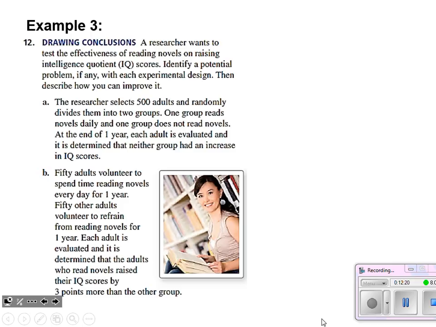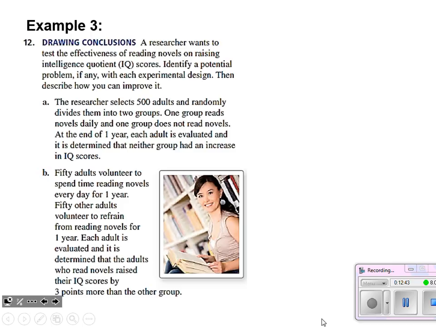Example 3. A researcher wants to test the effectiveness of reading novels on raising intelligence quotient scores. Identify a potential problem, if any, with the experimental design, then describe how you can improve it. All right. So we're looking at their experiments here and deciding on whether this is going to give us nice, valid data or whether or not improvements need to be made.